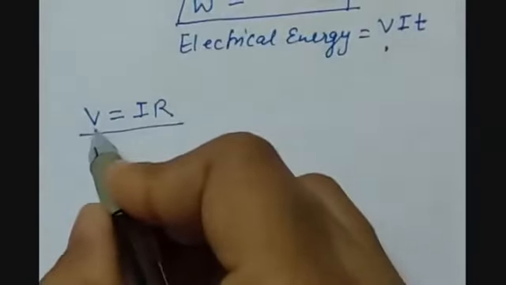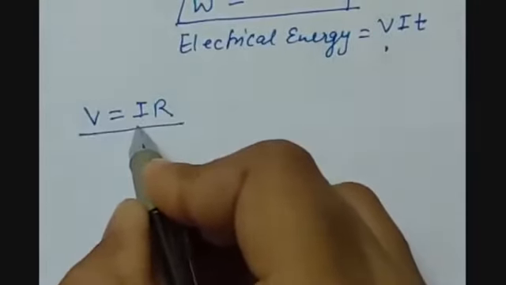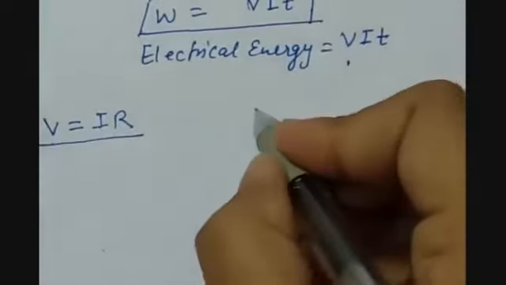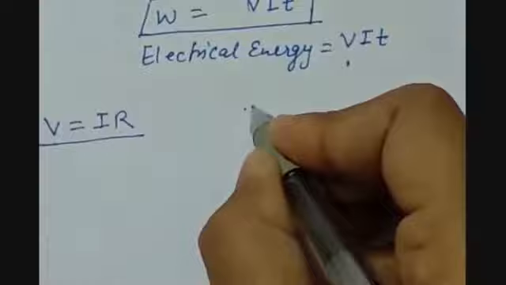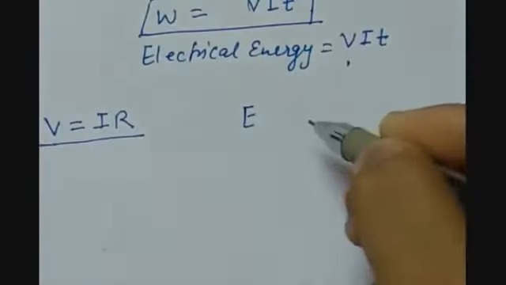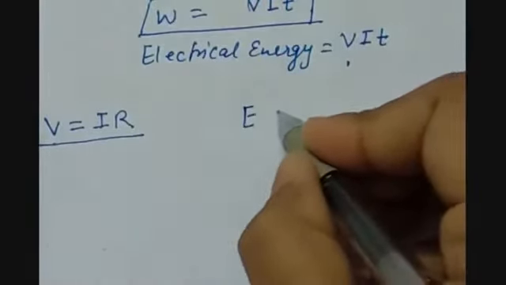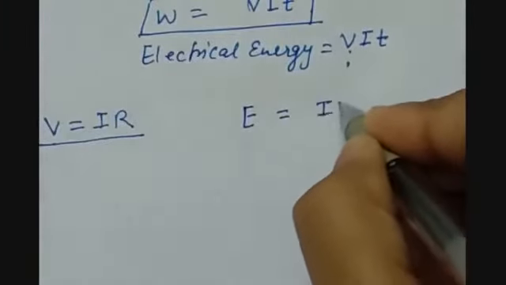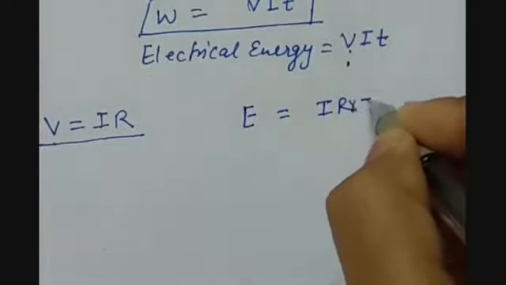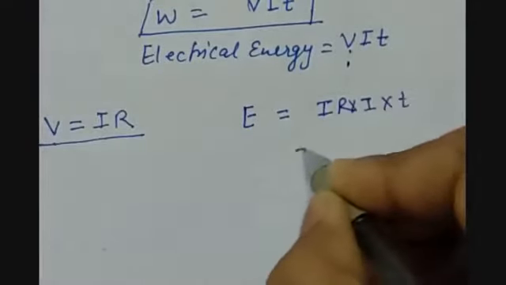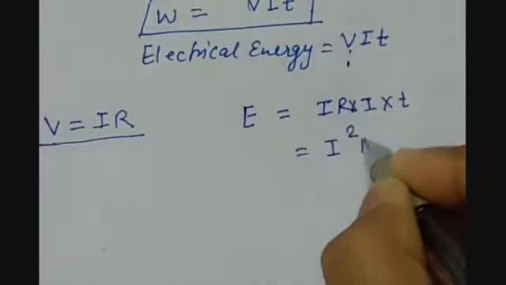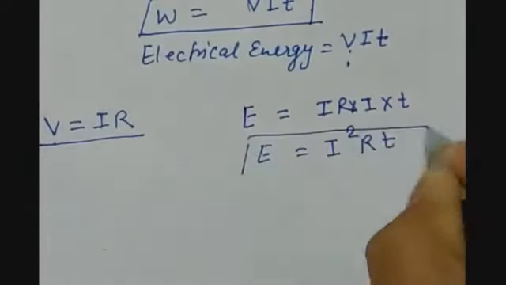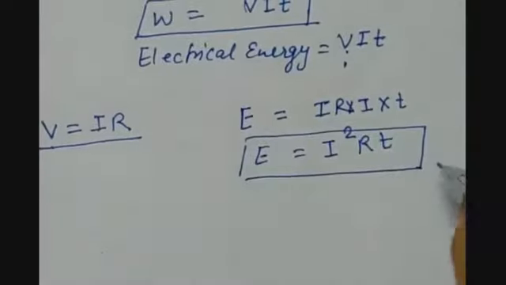So from here we can put the value of V is equal to IR into this equation. If we do so, then electrical energy, let's say we write it with the help of the word E, then in place of V we will write I into R into I into T. So this formula becomes I square RT.